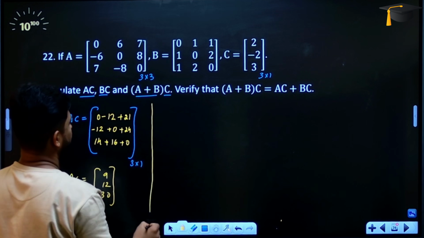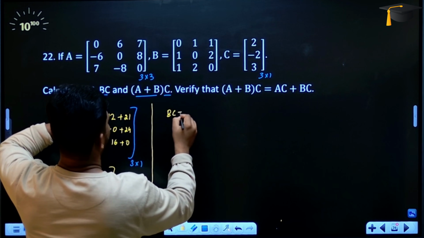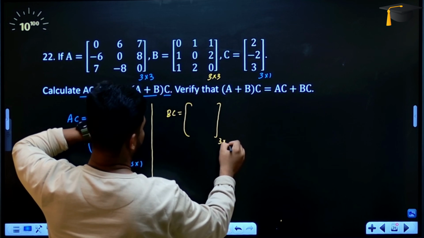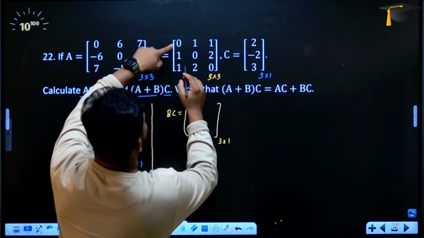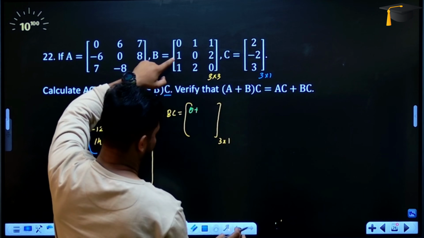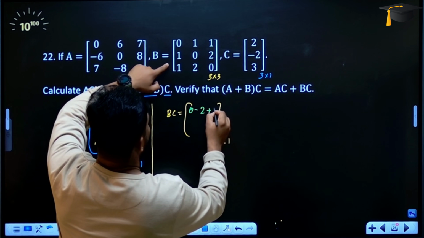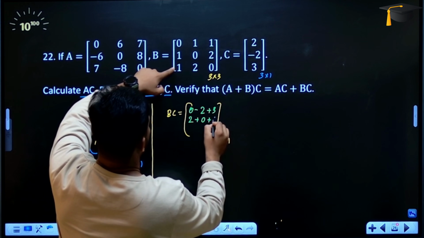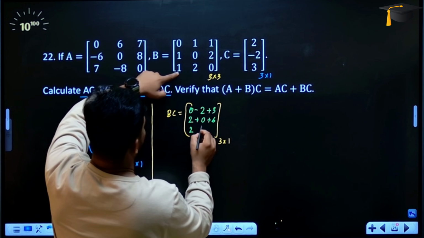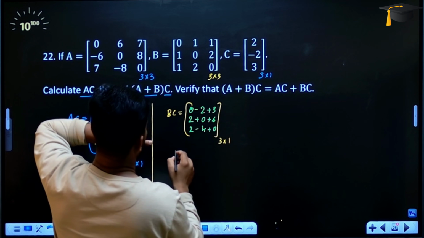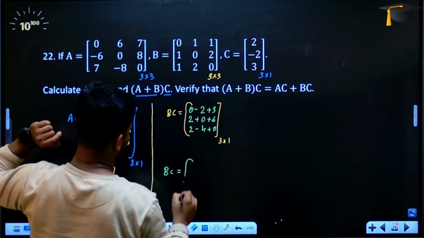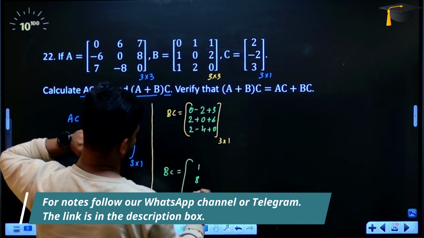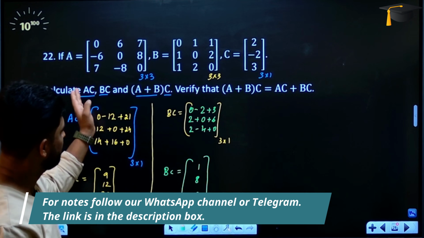Okay, next BC will find out. So BC is what? Once again 3 cross 3 and this is 3 cross 1 only we get it, right? Okay, simple. So let's do this. 0, okay, minus 2 plus 3. Next 2 plus 0 plus 6. Next 1 2 is a 2 minus 4 plus 0. Okay, so what is BC? So BC is equal to it's 1, it's 8, it's minus 2. Okay, next A plus B of C.